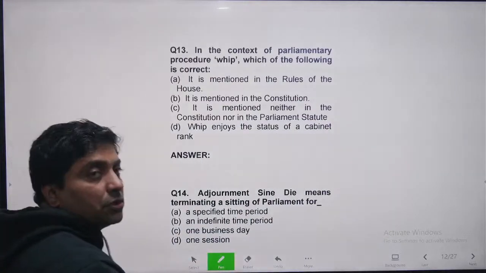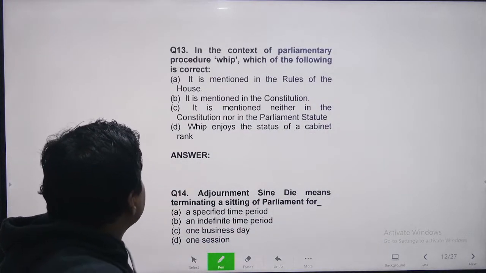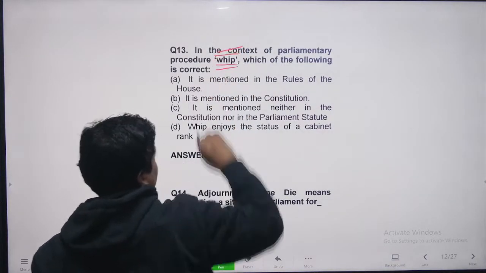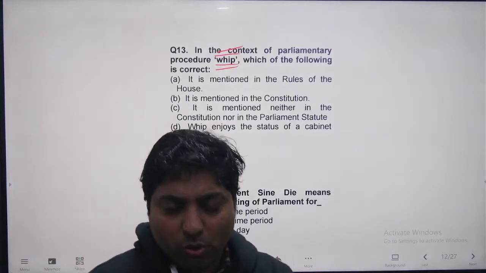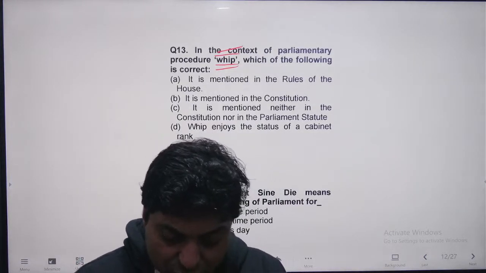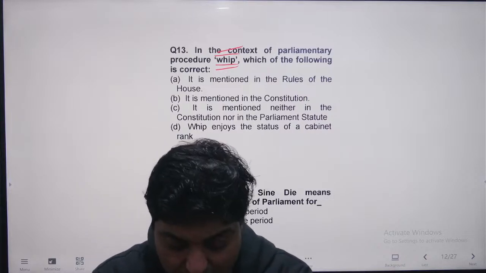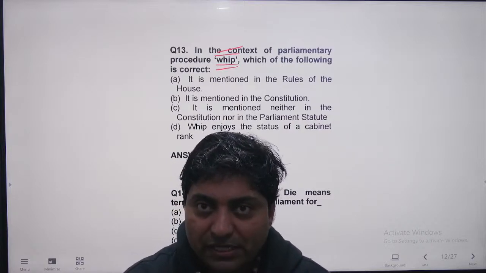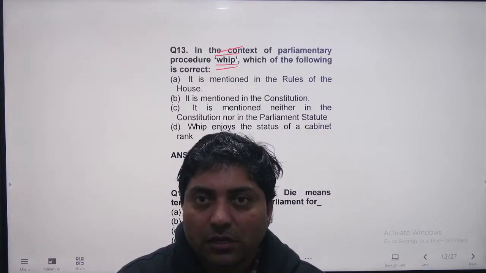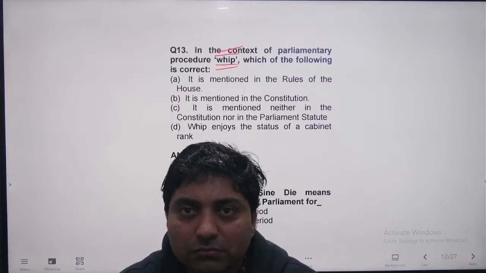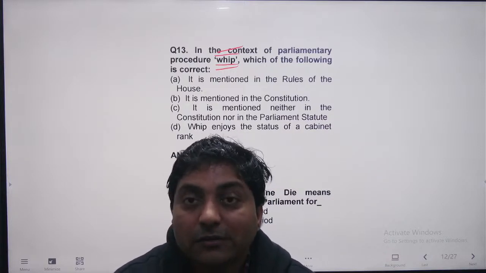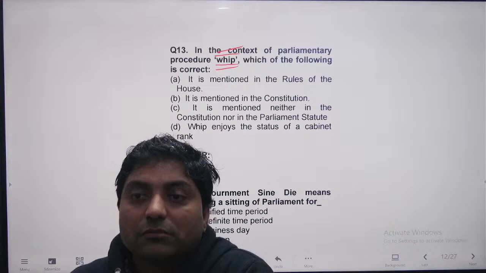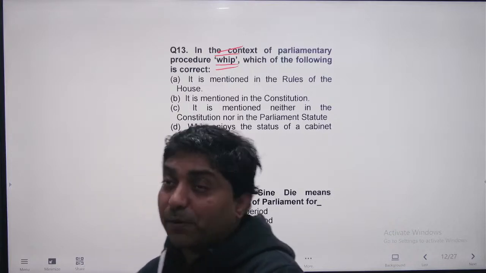Next question, you see, in the context of parliamentary procedures, whip, a very Indian innovation. Whip is an Indian innovation. The British Parliament has no whip, right? What is a whip? Basically, each party sets a monitor for their own party to maintain discipline and decorum in the party. Like each classroom has one monitor. Right? The monitor will see the decorum or discipline of the class. Similarly, each party has a whip.